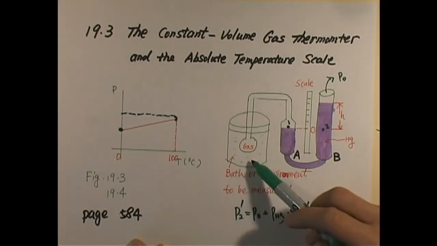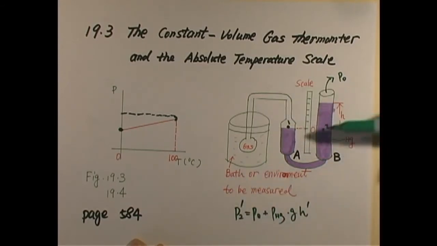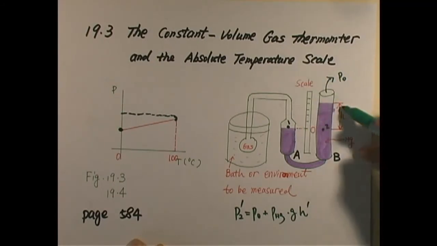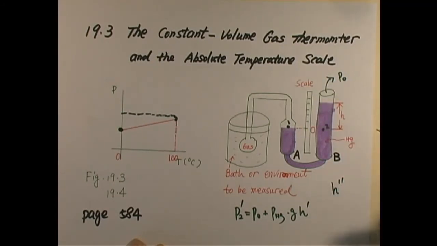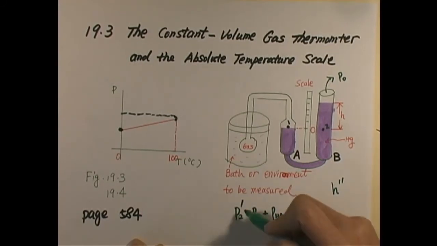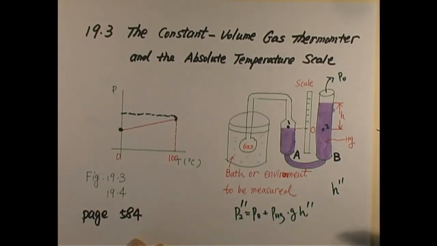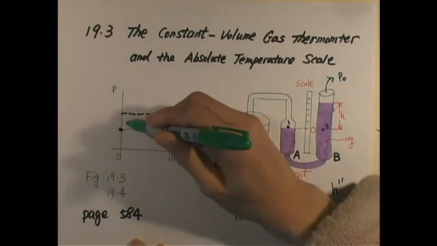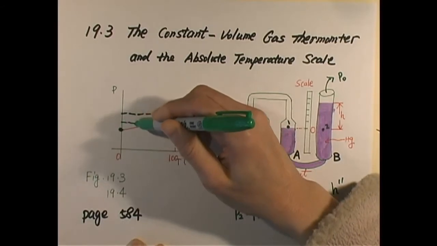Which means in the future, for example, if I replace this bath with any warm water, but I don't know how many degrees Celsius that is, then I use the same technique until 1 and 2 line up, and I get a new height, which is called h double prime. For example, by using this equation, I use h double prime to calculate the pressure P2 double prime, and then say, for example, right now the pressure is this much.